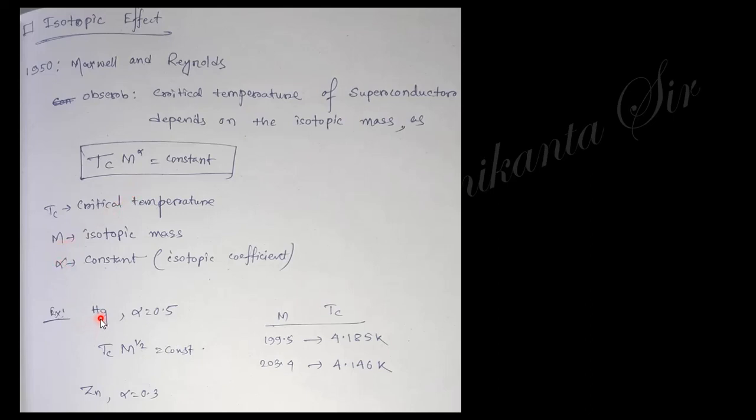For example, for Hg, mercury, alpha is like that. For mass 199 point, this one. For 203 point, this one. Alpha is the constant. For different metals, this will be different.